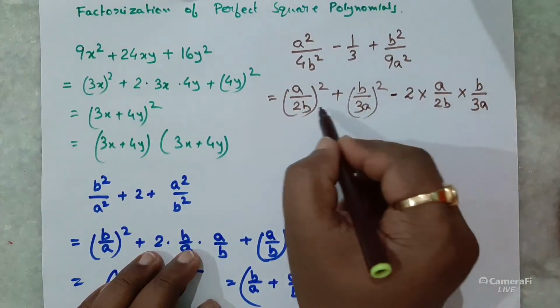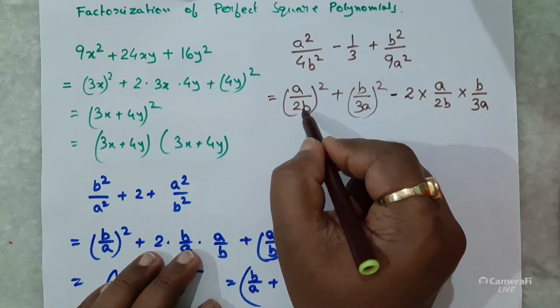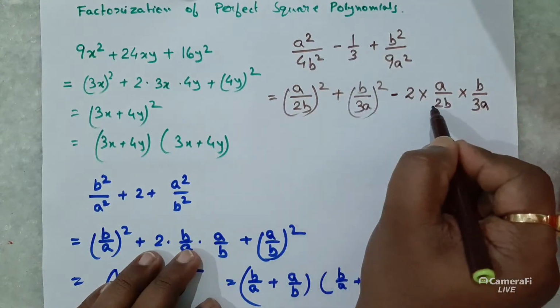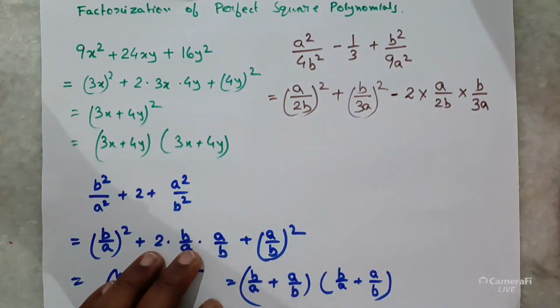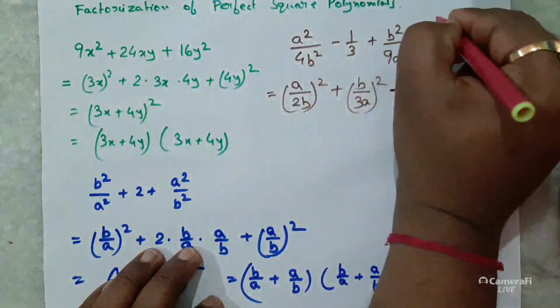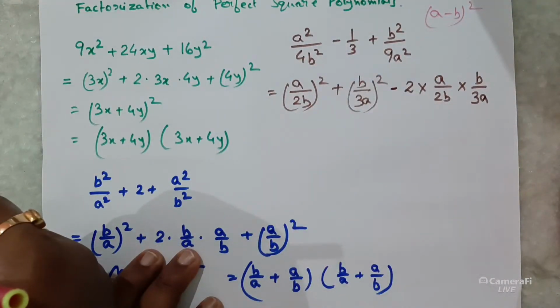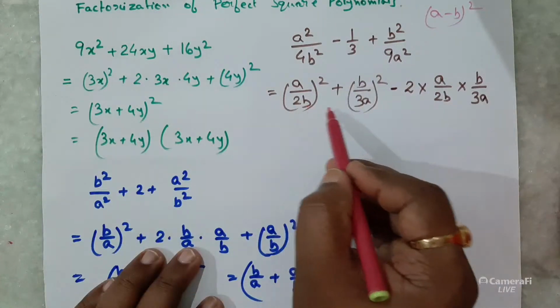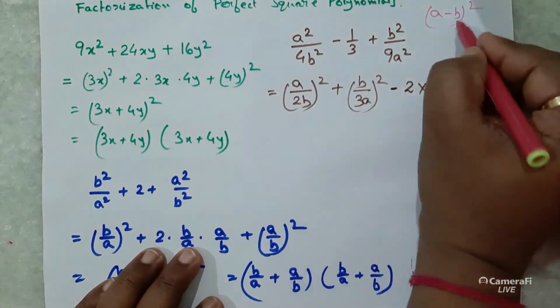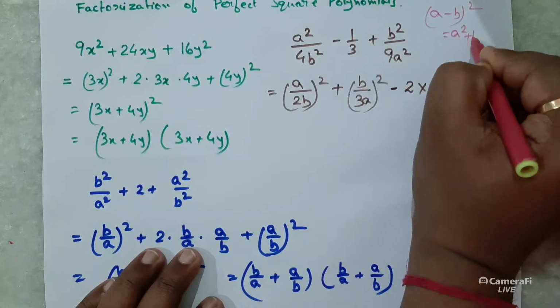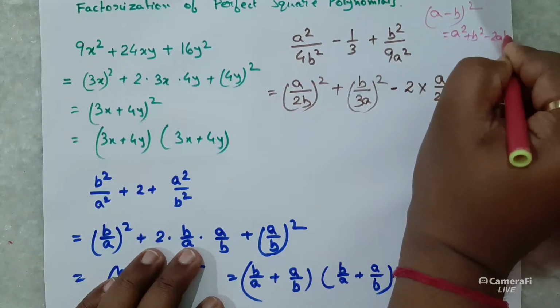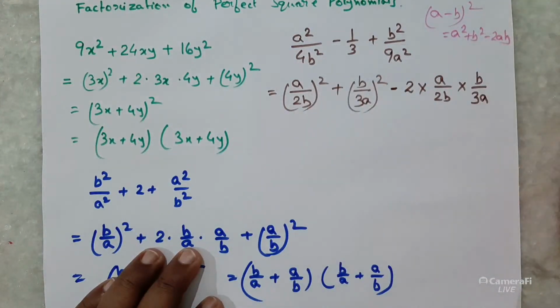Note here carefully, I am trying to write a square plus b square minus 2ab. That is, I want to apply here the a minus b whole square formula. But to apply this, we need a square, we have plus b square we have. A minus b whole square means a square plus b square minus 2ab, isn't it?